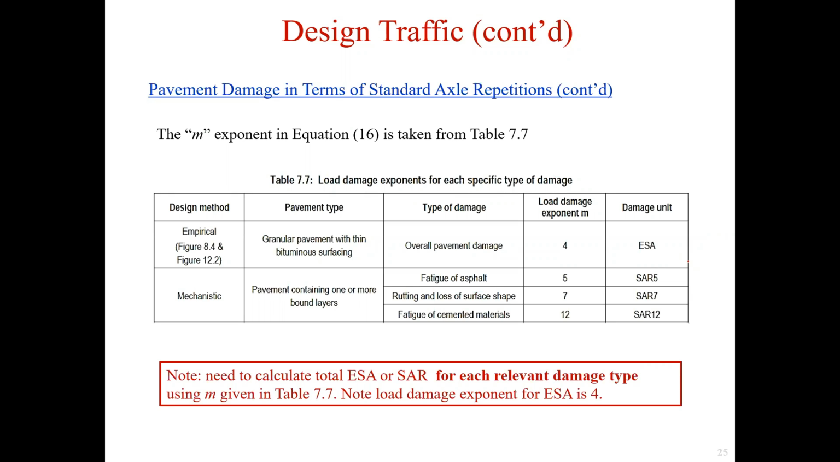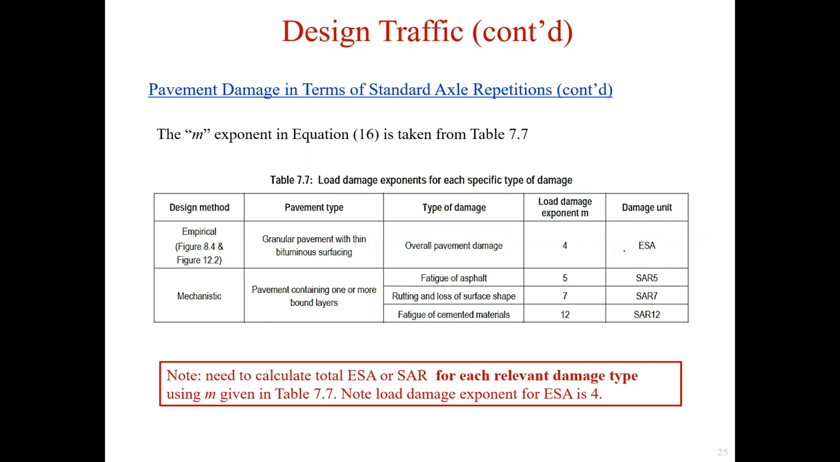The M exponent in the above equation is taken from table 7.7. So for empirical design of granular pavement with thin bituminous surfacing, and for overall pavement damage, M equals 4, and the damage unit is ESA.